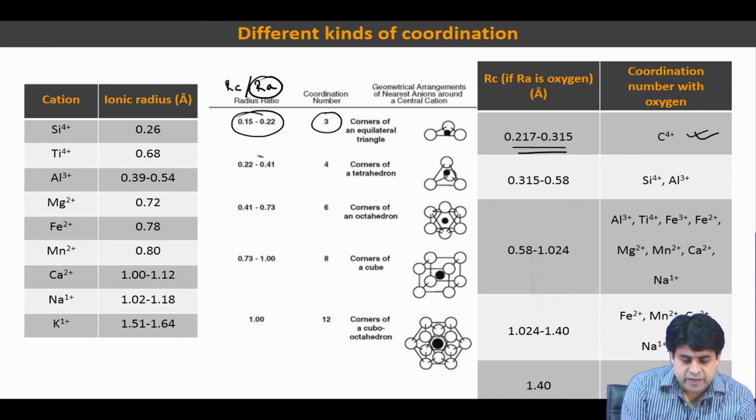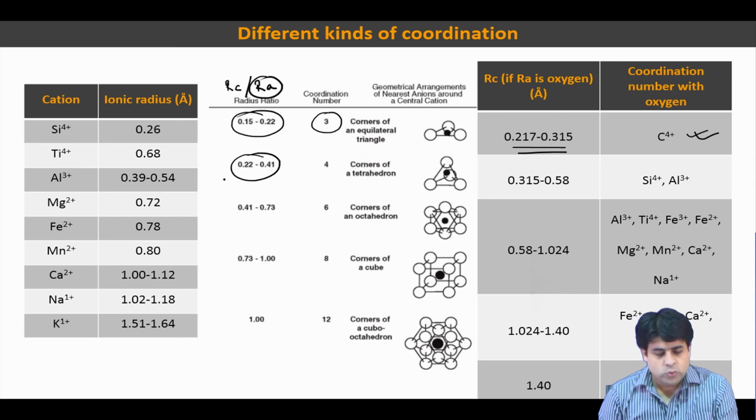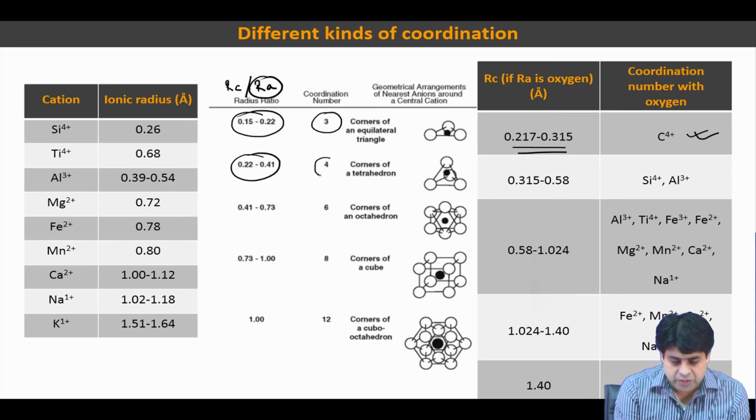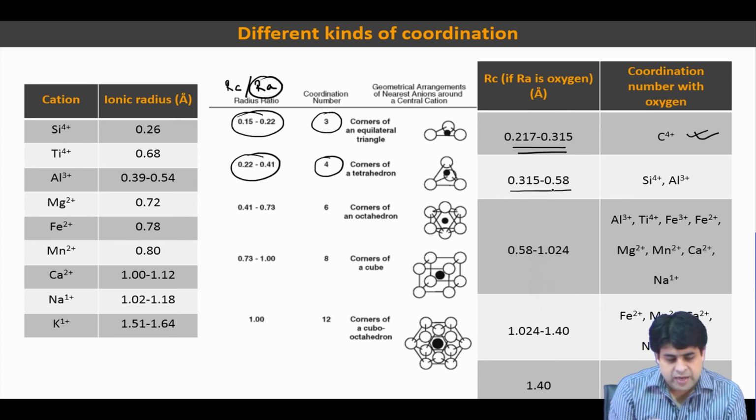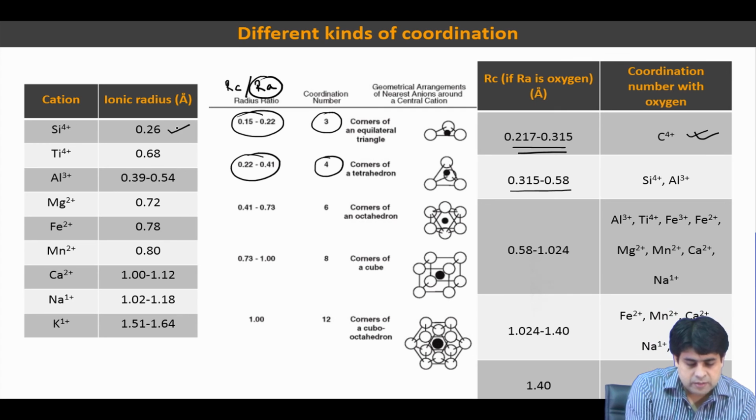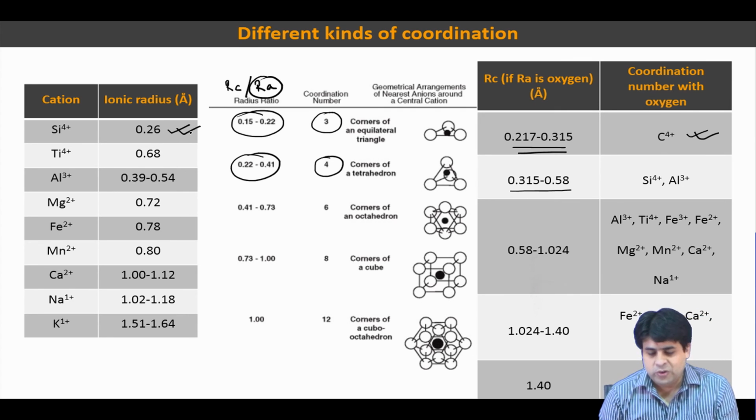Then if the radius ratio is 0.22 to 0.41, you have a 4-fold coordination, a tetrahedral coordination, and if you take the anion as oxygen, then the radius of the cation will change from 0.315 to 0.54, and if you see the radius of silicon, it is close to 0.26.